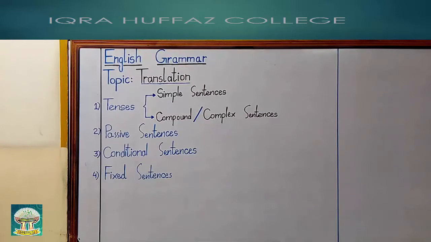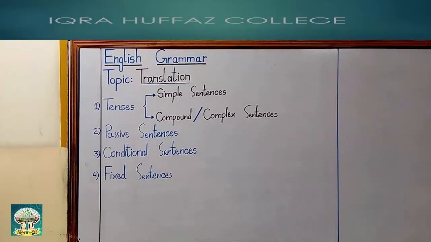My dear brothers, in the last video lecture, we discussed types and kinds of sentence. I hope you have clearly understood it. Under the topic of translation, we will be covering 4 categories of sentence. Number 1, sentences and tenses. Number 2, passive sentences. Number 3, conditional sentences. And number 4, fixed sentences.